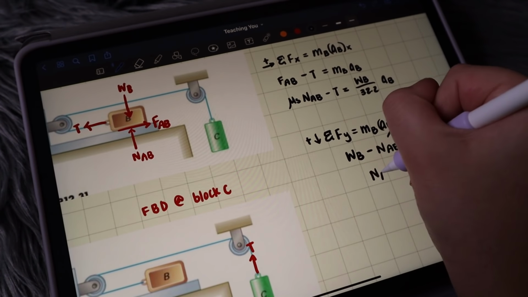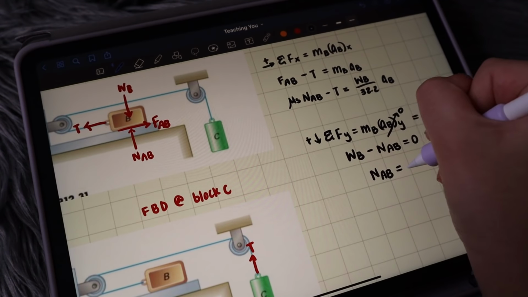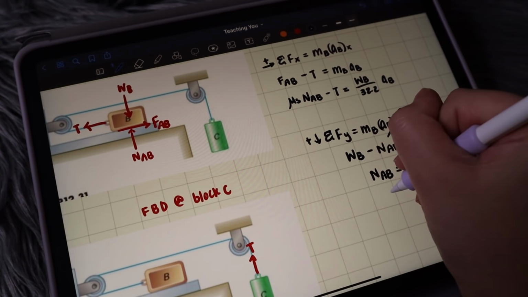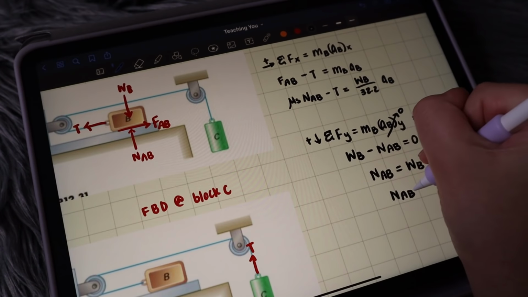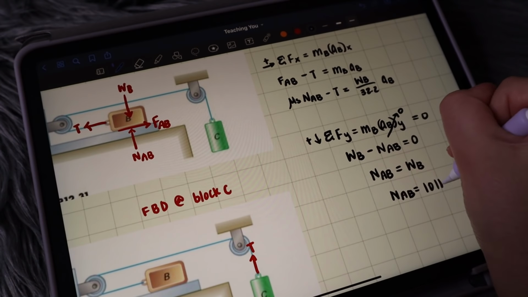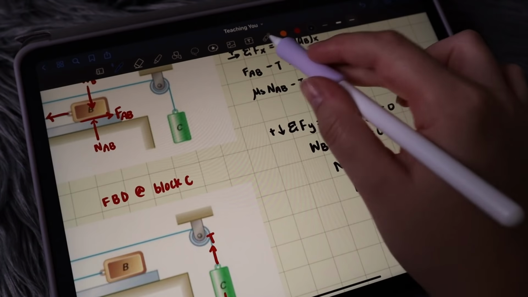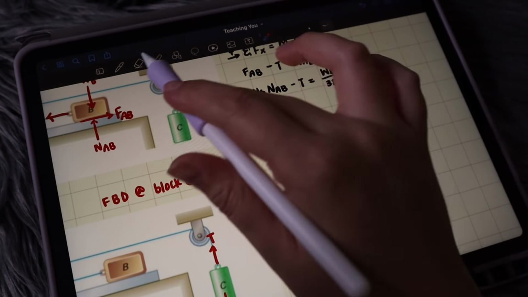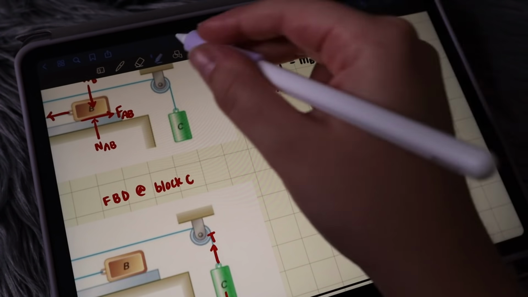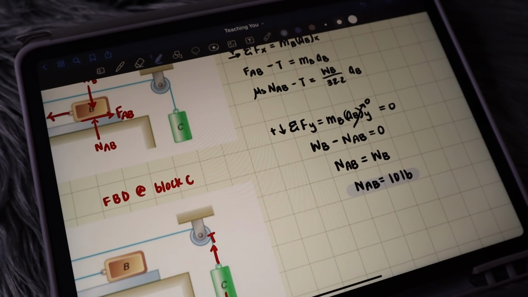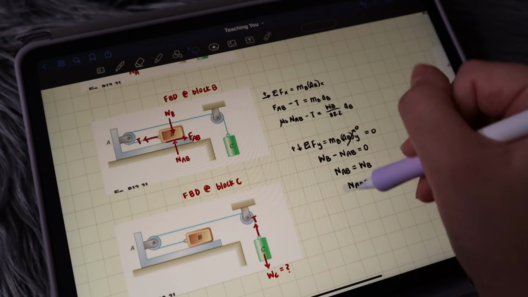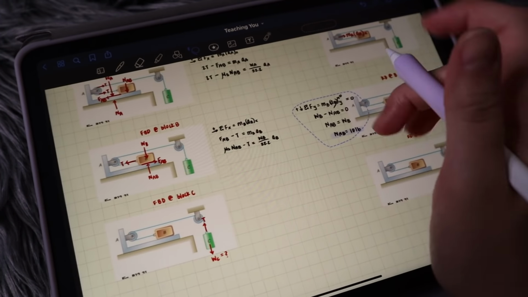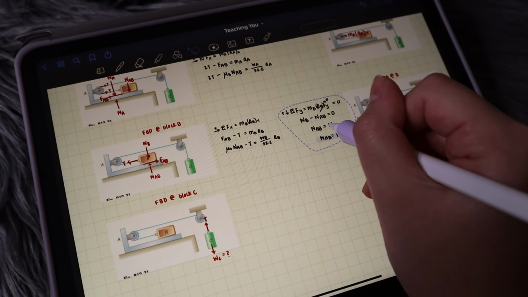Solve for the normal force between A and B because we're given the weight of B, so this is going to be 10 pounds because this was a given. This one was given to be 10 pounds, okay? So we can go ahead and save this answer. And let's move this to the other side. Let's move it right next to it, okay?